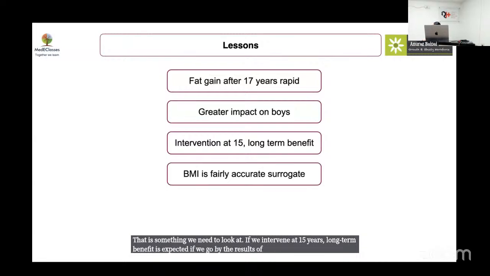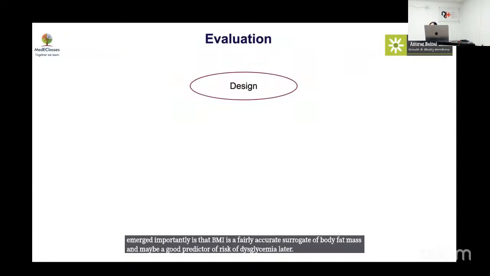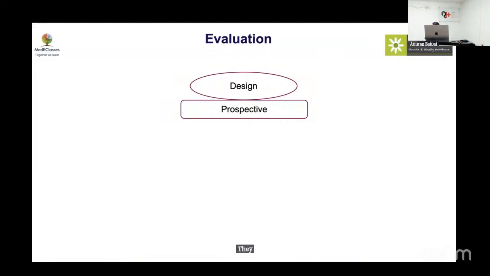And again, what has emerged importantly is that BMI is a fairly accurate surrogate of body fat mass and may be a good predictor of risk of dysglycemia later in life. I think the main message here would be that probably they missed the bus. They missed the bus at 15 because at 15, your BMI is going to go down slightly. But if your BMI is less than 15, then that decrease will be much better.